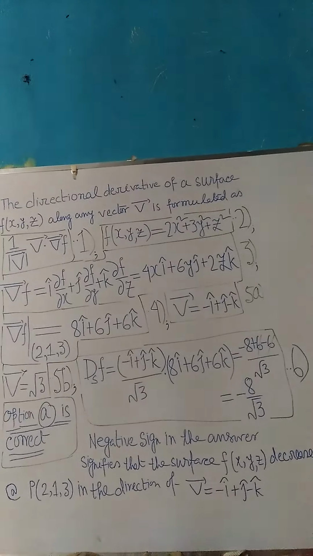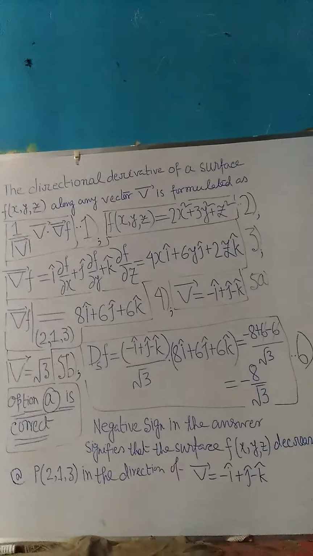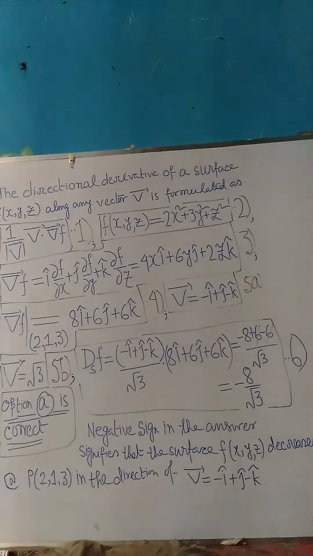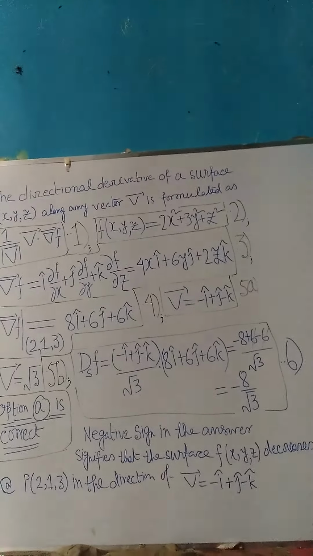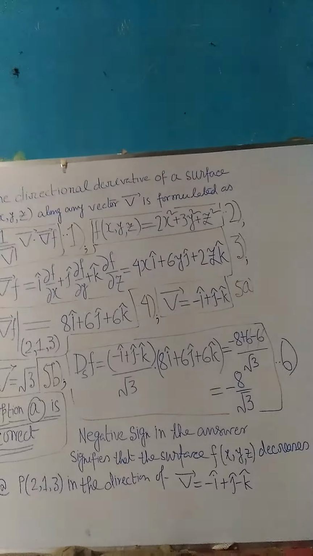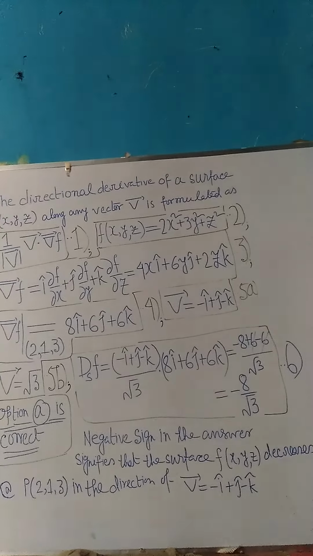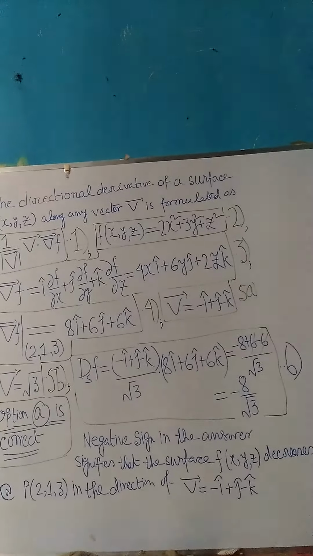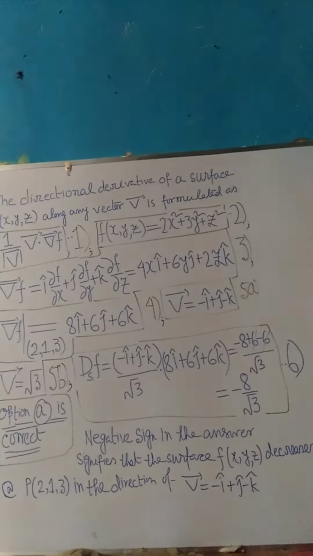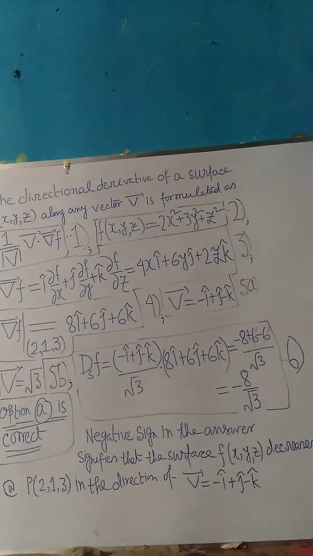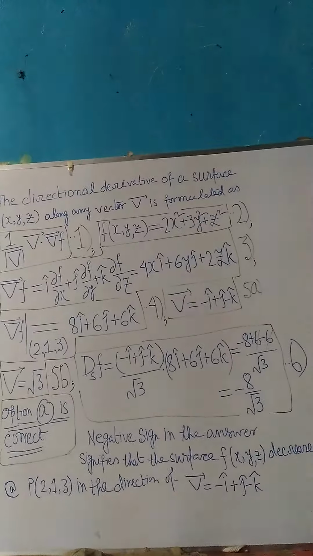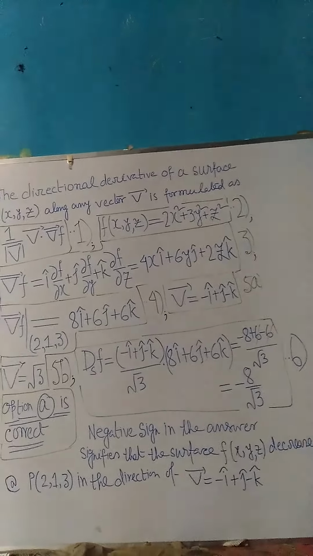But before concluding, it must be mentioned that the negative sign in the answer signifies that the surface f of x, y, z decreases at the point P (2, 1, 3) in the direction of the vector v, minus i cap plus j cap minus k cap. This point is very important for everyone to understand.